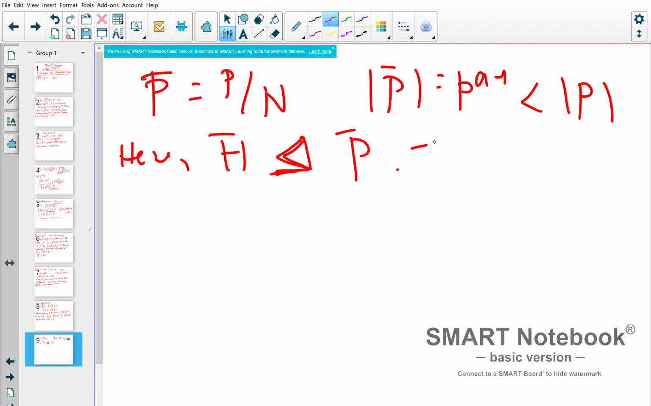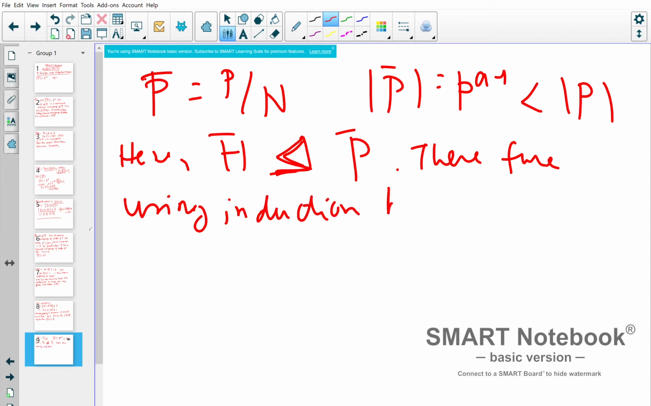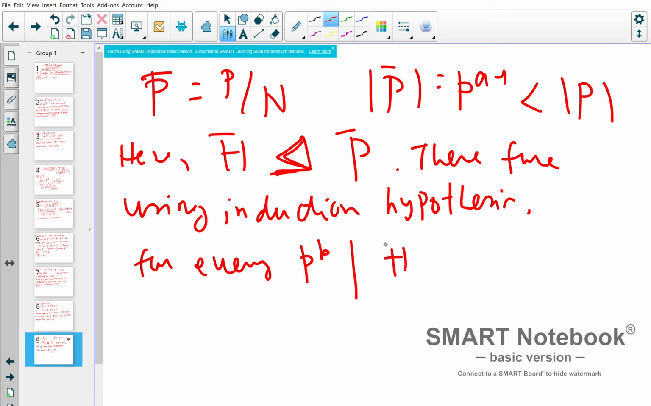So therefore, using the induction hypothesis, what will we get? You'll have that H bar contains, for every, let's say, divisor, every p power b that divides this, there is a subgroup.